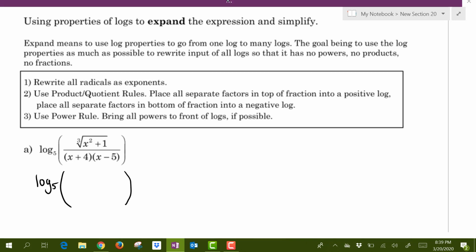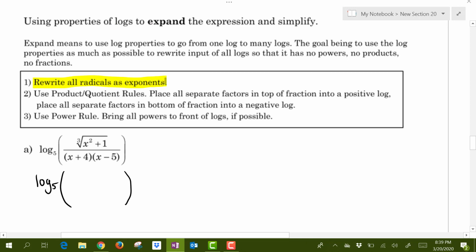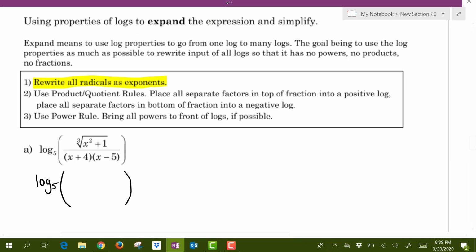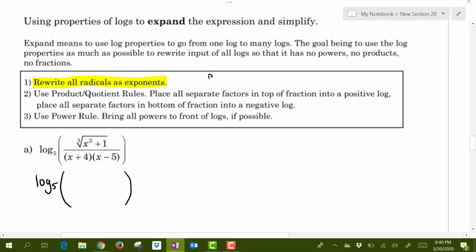The first step is to rewrite all the radicals you see as exponents. And it's always power over index. So the index of this radical is 3. So at the top, I'm actually going to write that as x squared plus 1. That's everything underneath that radical. And we're going to say that's kind of an implied power of 1 there. And then we're going to write the bottom of that fractional exponent as the index 3.